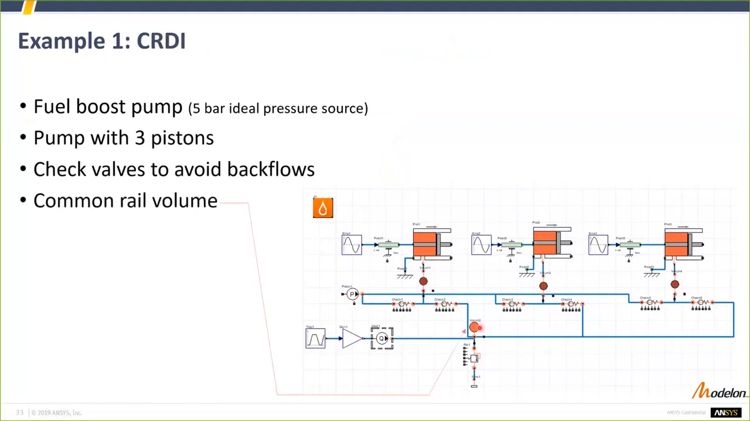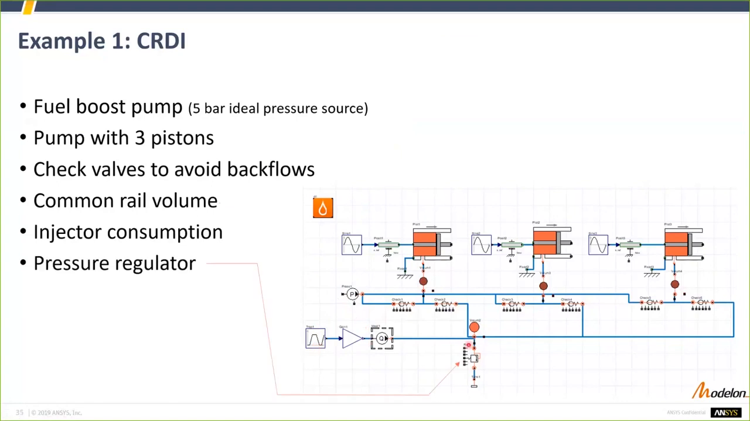Here you have the volume, which represents the volume of the common rail itself, where the oil is stored at pressure, and this below pressure. So there is the consumption of the injectors, however many you have. It's modeled as an ideal source of consumption. And here you have the pressure regulator of the common rail itself, which is here to limit the pressure provided by the pump when not consumed by the cylinders.